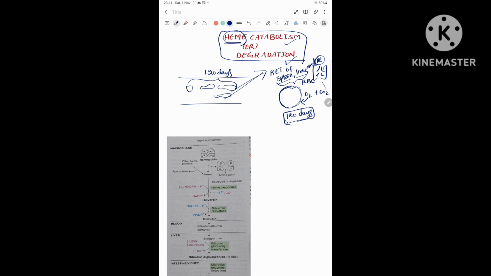As we can see, once 120 days of RBC is completed, what happens to the RBC? After 120 days, this RBC will be removed from the circulation, and it will enter the spleen. So here is the spleen, it entered. Inside the spleen there are macrophages. The macrophages engulf this expired RBC. After 120 days it will be expired. This expired RBC will be engulfed by the spleen macrophages, and inside the macrophages the process will be initiated. What happens? The first process of heme degradation.